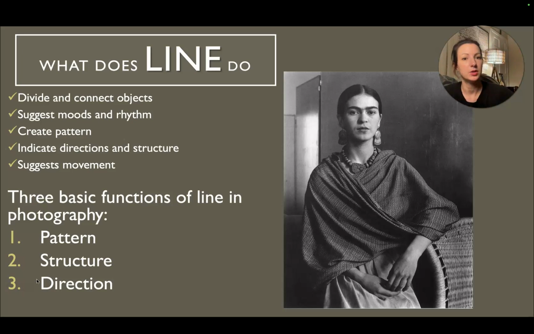So looking at this image of Frida Kahlo, at first you'd be like, I don't really see a line, but think about how her arm is posed and how she has her elbow up, and that in itself creates an implied line. Her cover here creates a line and it goes around her shoulder, so everything has line.